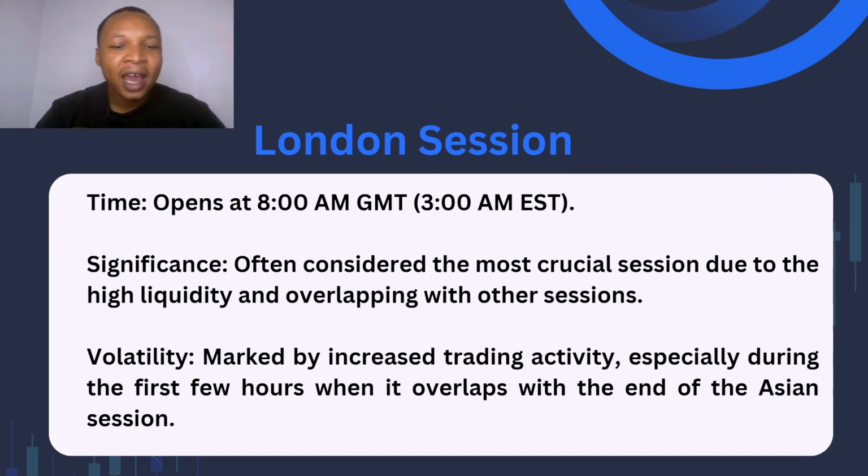So there's usually high liquidity because there are many people trading it because of the overlap. They want to take advantage of the volatility of the Asian session, the London session, and the New York session. Volatility in this market usually comes up from that 8 a.m. open till the closing time, and it is marked by an increase in trading activity, especially during the few hours when it overlaps with the end of the Asian session. So when the Asian session is closing, it's about the same time when the London session is opening. So there is usually high volatility. People want to take advantage of it.